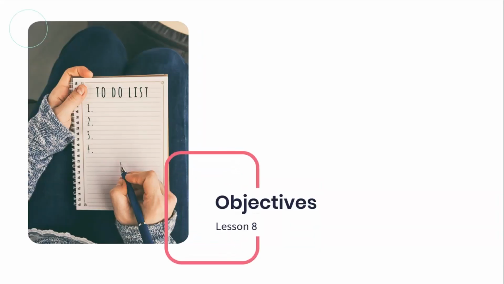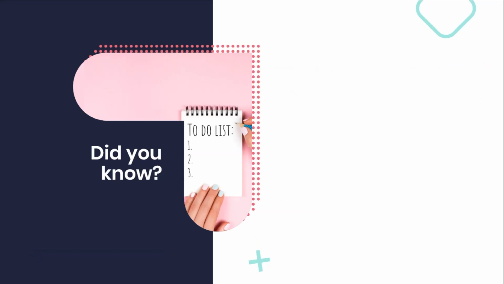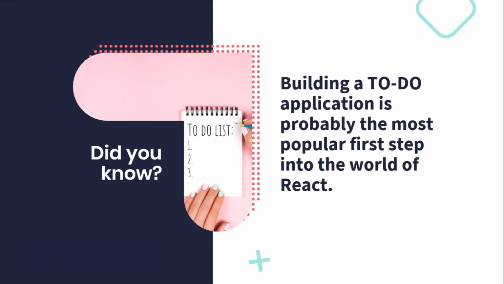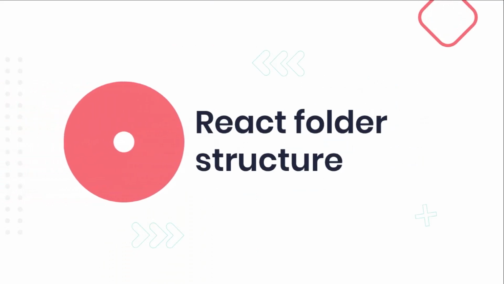And in this lesson, we're going to unpack the project structure and scaffolding, and we'll build a to-do list application using React and JSX. And did you know that building a to-do list application is probably the most popular first step into the world of React, as it solidifies some of the basic principles of the library? How to structure large React apps into folders and files is a highly opinionated topic. Basically, there is no right way to do it, and there's no wrong way to do it. Let's dive in and see why we say that.